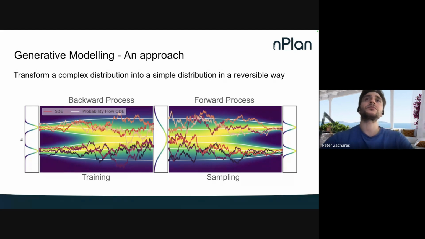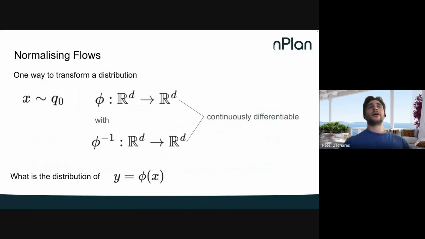Anyway, one approach is to transform a complex distribution into a simple distribution in a reversible way. So what's one way to do this? One way is what's called a normalizing flows approach. Say you have some distribution Q0, which is the distribution that you're interested in learning. You can sample from Q0 to get samples X.